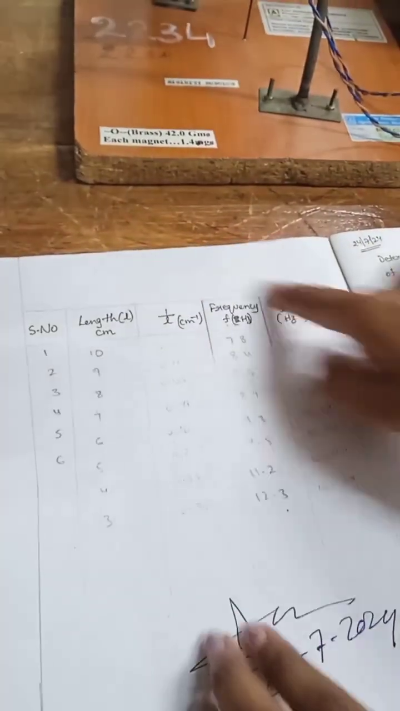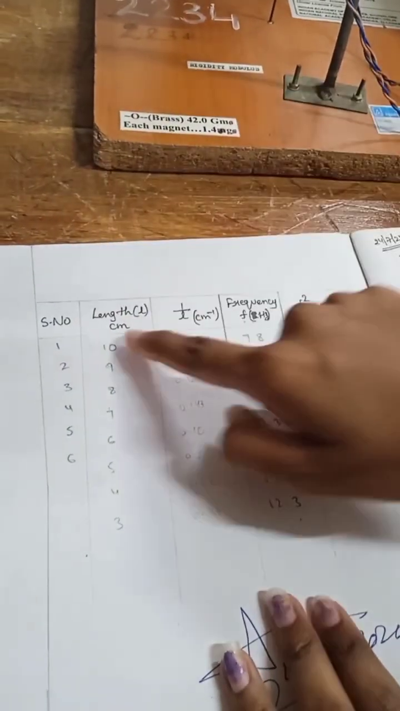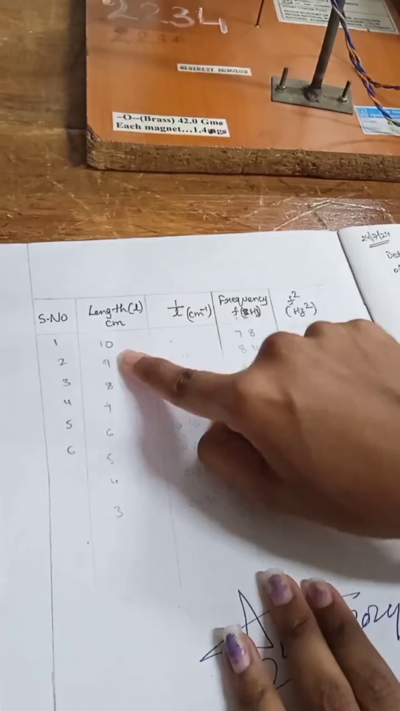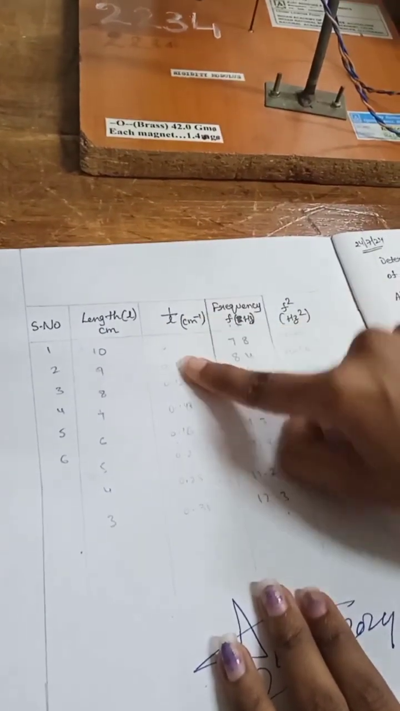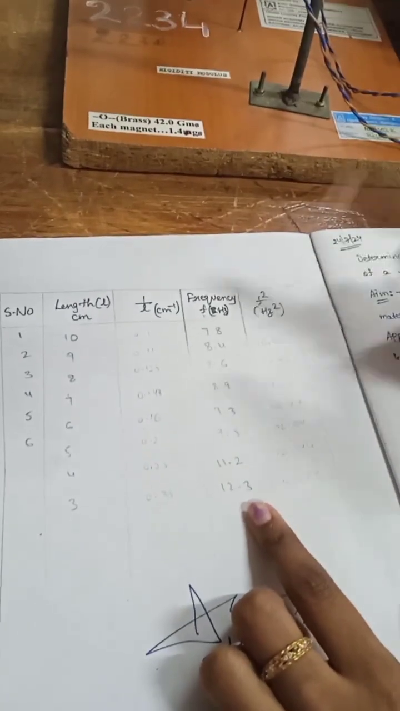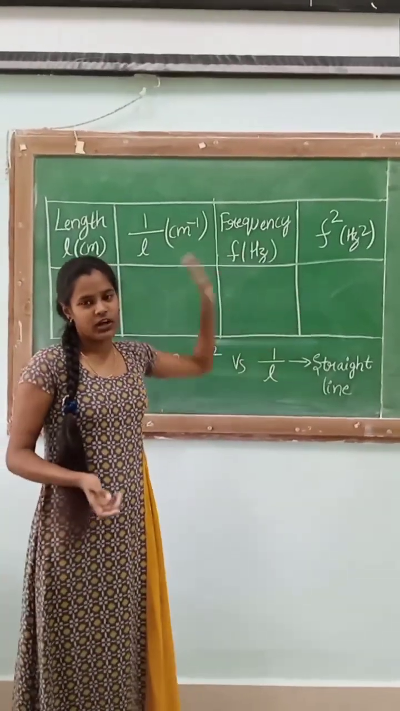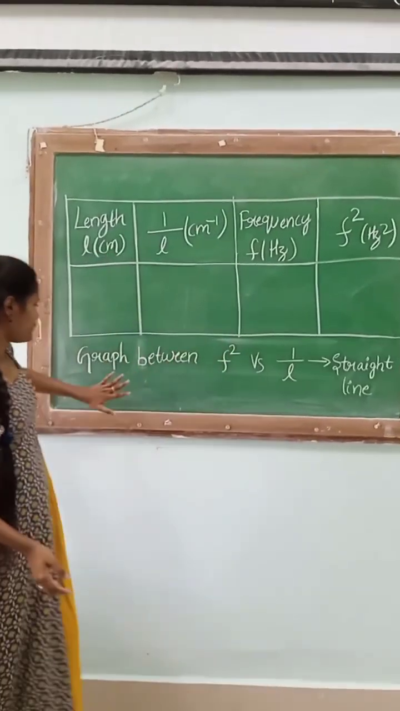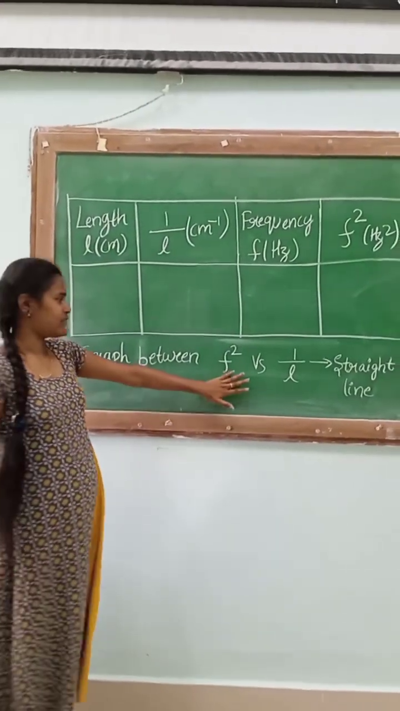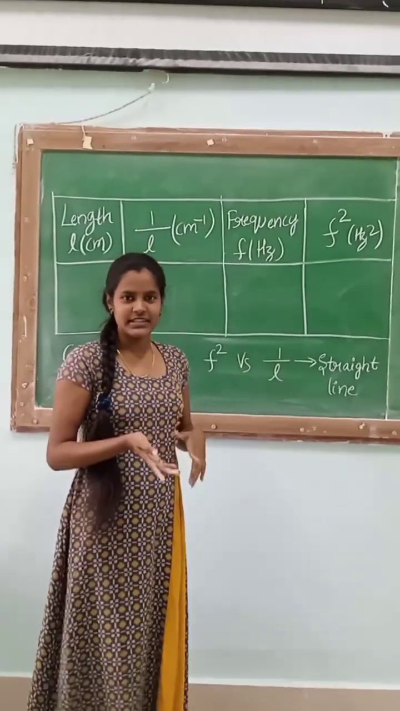Now coming to the tabular column, this is our tabular column, serial number, and this is the length from which we are keeping the movable clamps from the coil. This is inverse of length. This is the frequency which we are noting down, and this is the square of the frequency. We have already taken our values. So when we take a graph between f square versus 1 by L, it will be a straight line. So find the slope of that straight line.